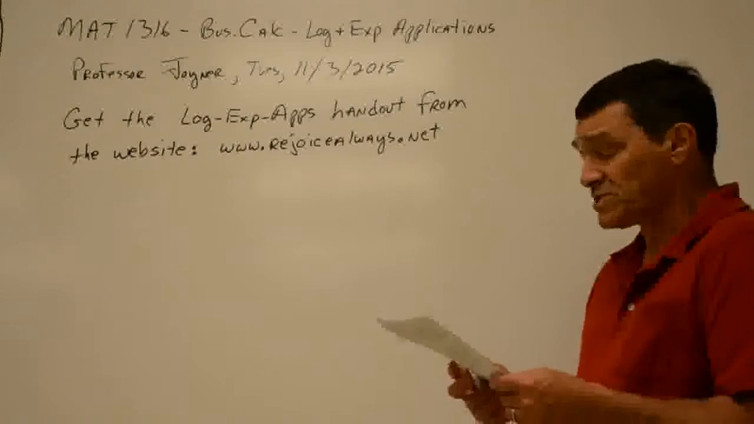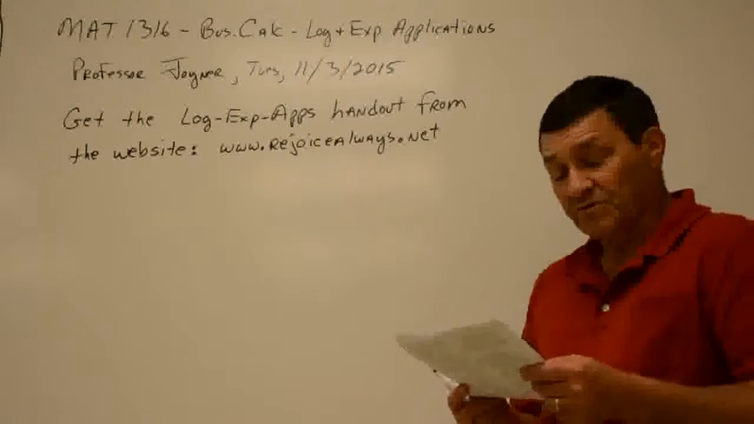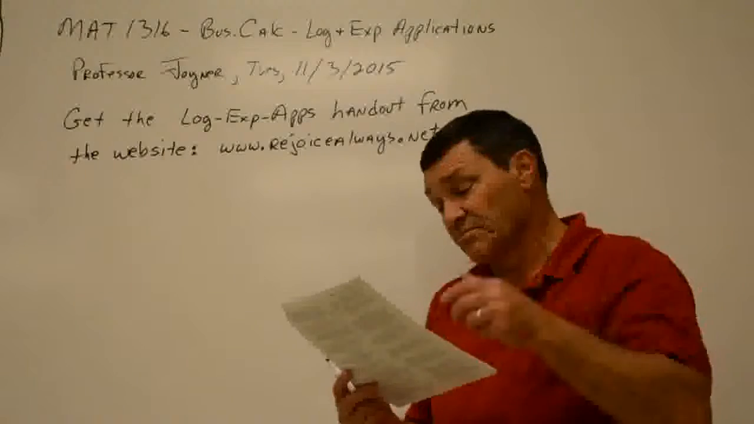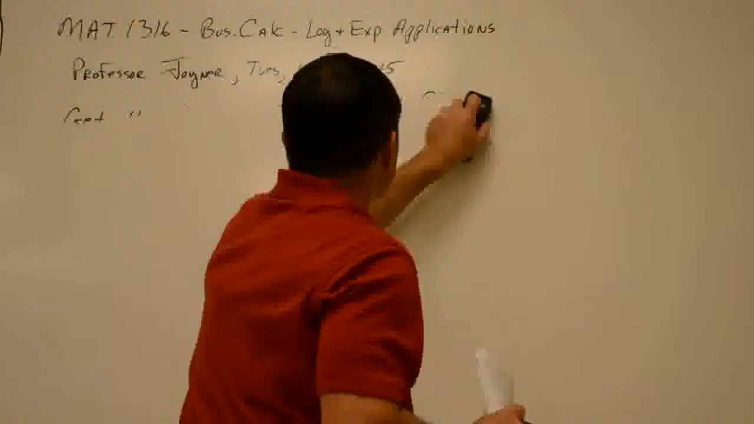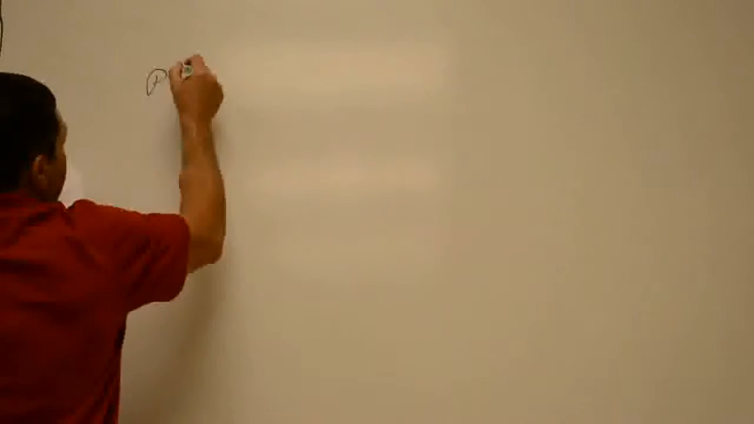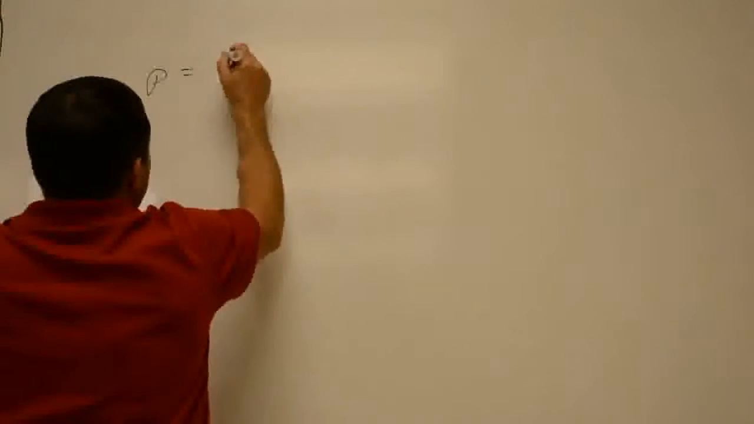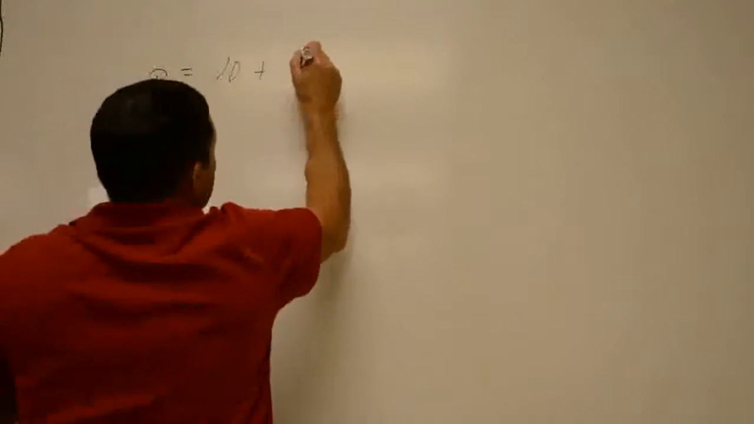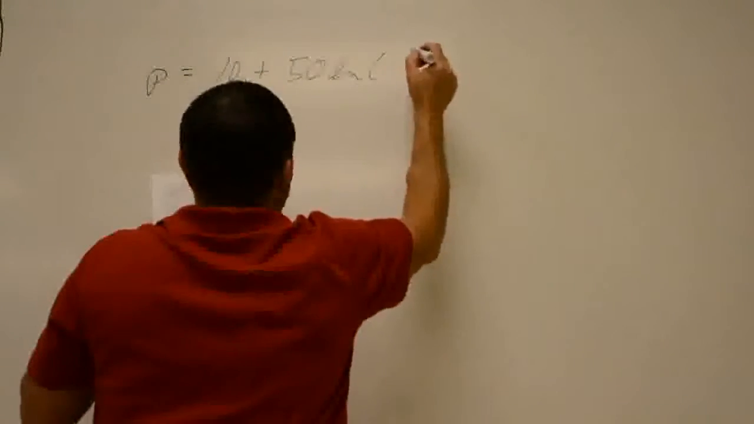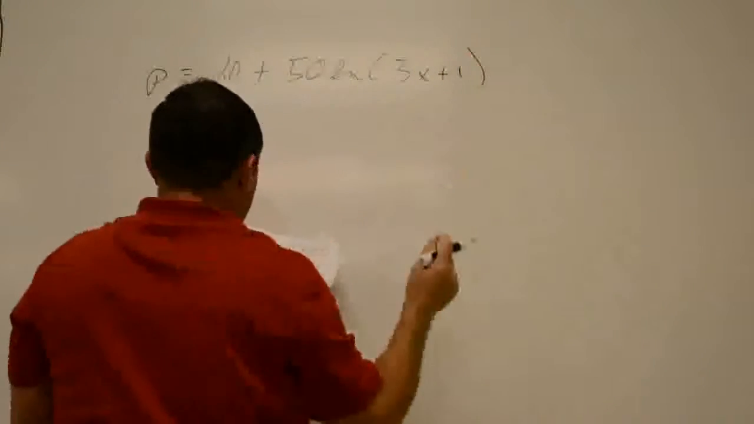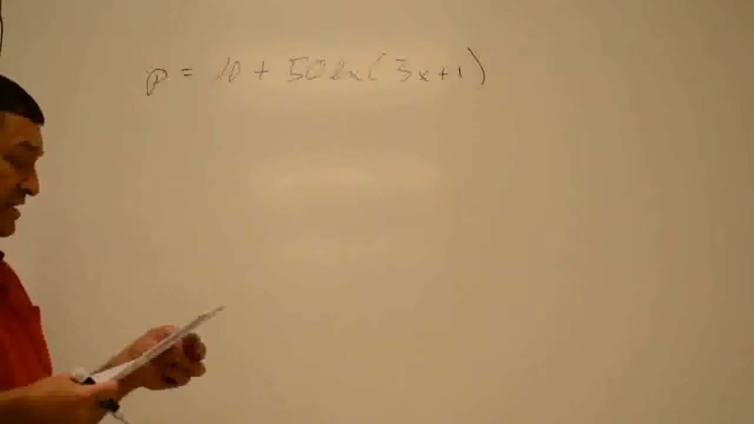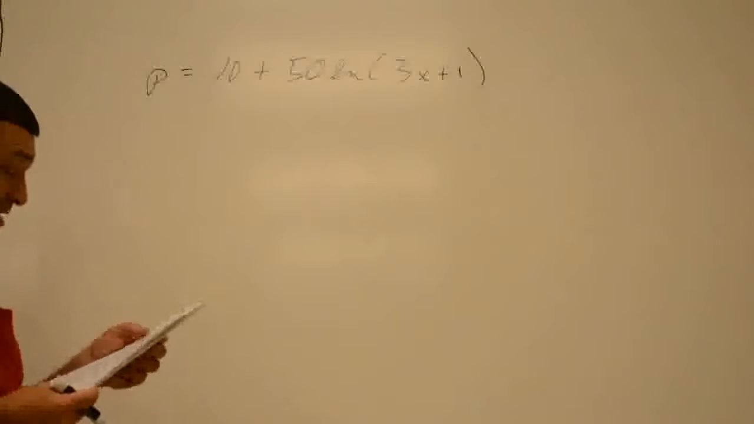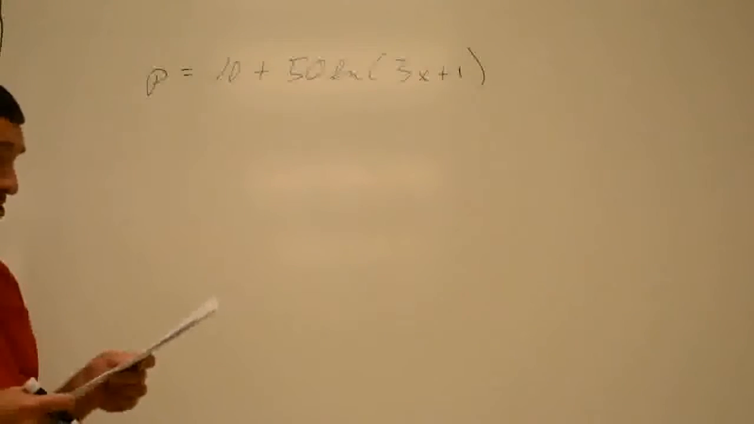So I'm going to be working number 46 off of that handout first. On number 46, we're given a supply function. I'm going to erase the stuff at the top here to have a little more room to work. The supply function is P is equal to 10 plus 50 times the natural log of 3x plus 1. We're told that x represents how many units of a product are being supplied, and the price at which it'll be demanded is P dollars. And we're asked to find several things.